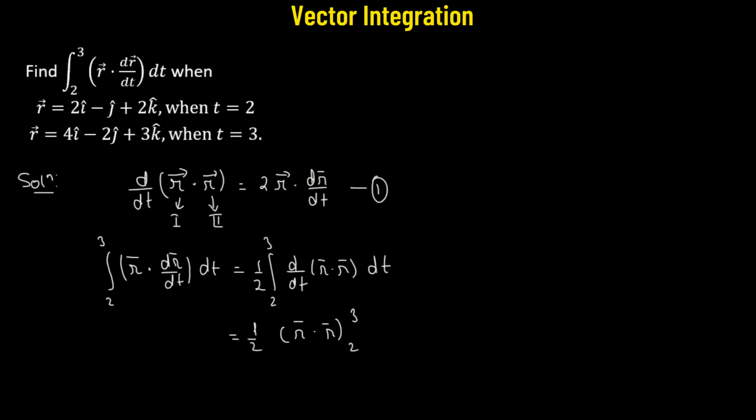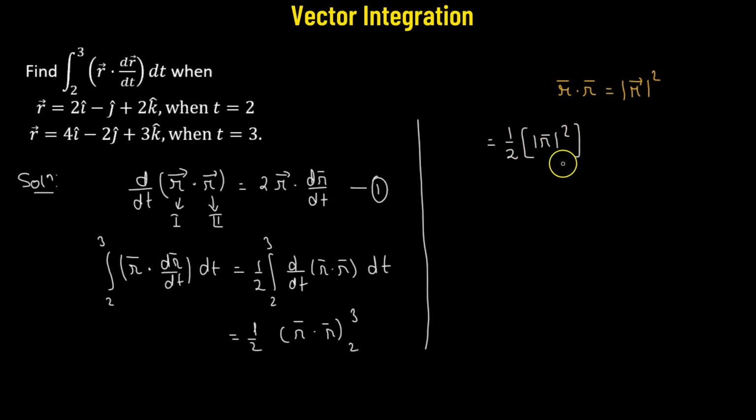So r vector dot r vector, we know that when we take the dot product between a vector with itself, that simply equals the magnitude of that vector r squared. Now that means here we'll have to compute, let me continue it here. So this will be equal to half multiplied to the magnitude of the vector r squared, and it's calculated at the limits 2 to 3. Right. Now we'll come back to this. Let's call it number 2. We'll come back to this in a moment.